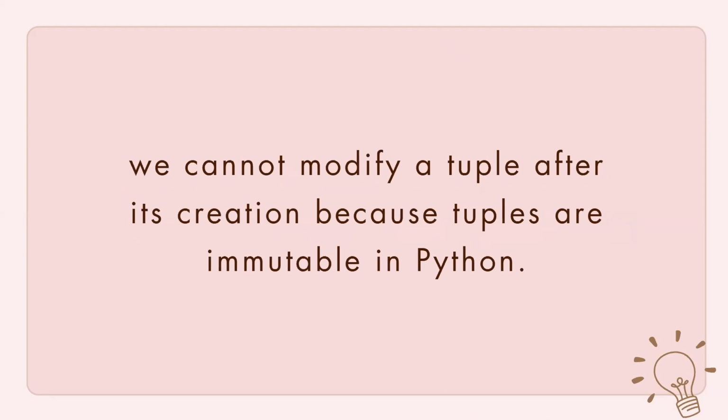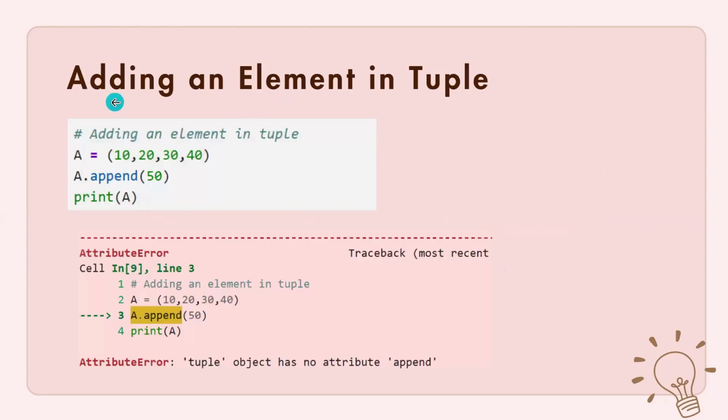While we cannot modify a tuple itself, if it contains mutable elements like a list inside a tuple, those elements can be changed. So here is the example. We are adding an element to a tuple. So we cannot add any element after tuple creation, right? I have already told you.